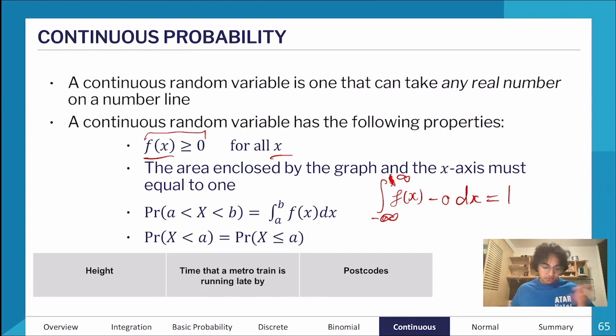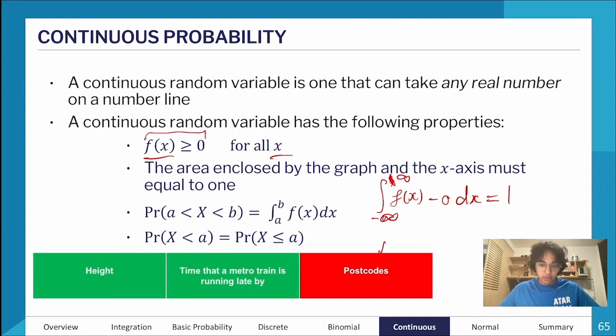So here are a couple of different variables. Two of them are under a continuous probability, like you guys just saw, and one of them isn't. I'm going to explain why. Obviously, with postcodes, you generally don't have decimal points, you'd hope. Whereas with metro time that things can run late by, or height, like I mentioned earlier, that's going to be on a spectrum, on some continuous scale. So those two are continuous, whereas postcodes is not.